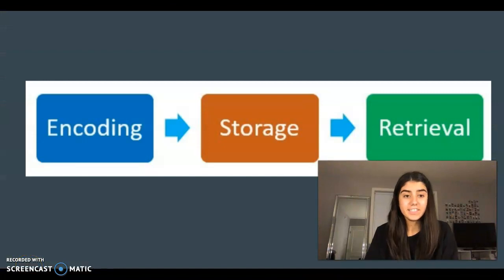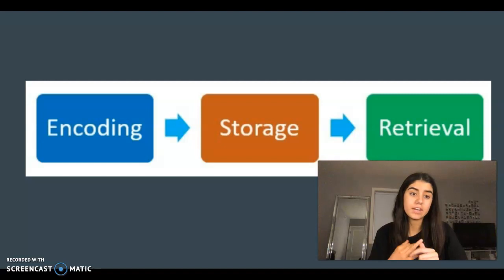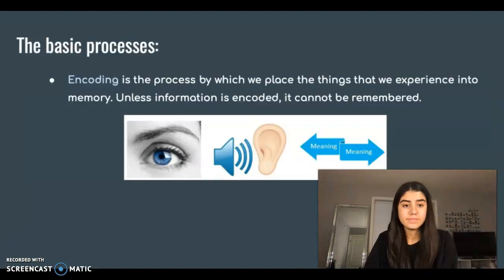Hi Craig, yes, that's a good question. So the three basic processes are encoding, storage, and retrieval. And we can learn a little bit more about these right here. So basic processes, so the first one, like I said, encoding.